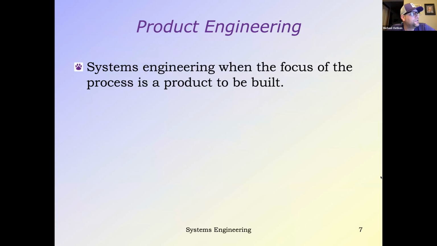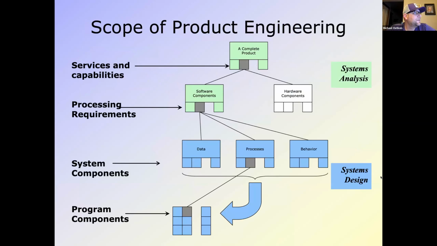All right, so I'll touch a little bit on product engineering. This is really the area of systems engineering where the focus is around a certain product that's being built. If we look at this chart here, we start up at the top. That's the complete product, a product that's been produced and completed. It's really about the services and the capabilities that product brings.